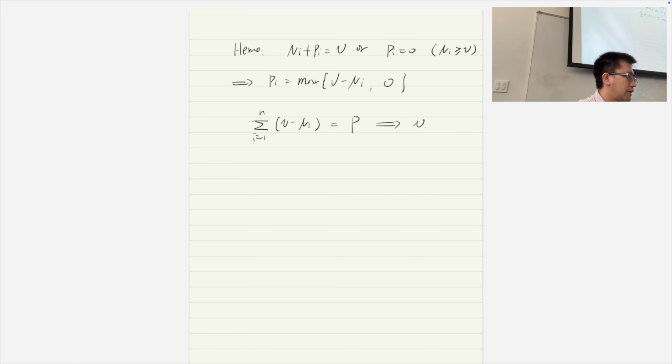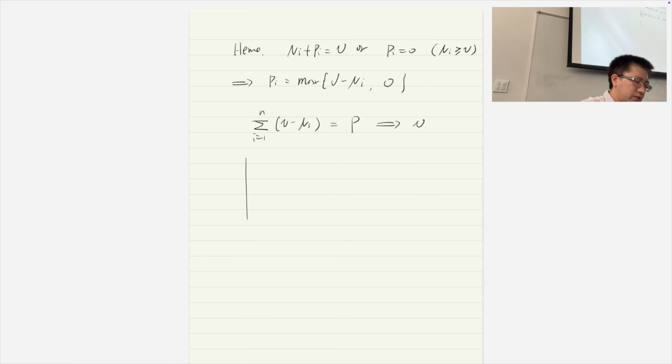Okay, great. So let's see what that means exactly. Now nu is a constant. We can determine that using this formula. So nu is a function of P and N_i, right? This basically means that if nu is bigger than N_i, then we're going to use the power of nu minus N_i. Otherwise, the power is 0, okay?